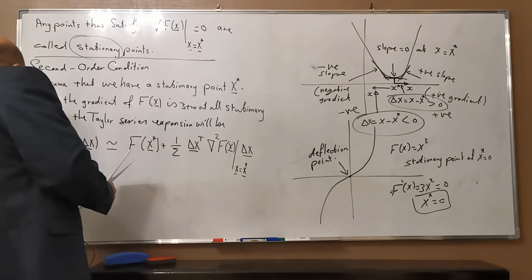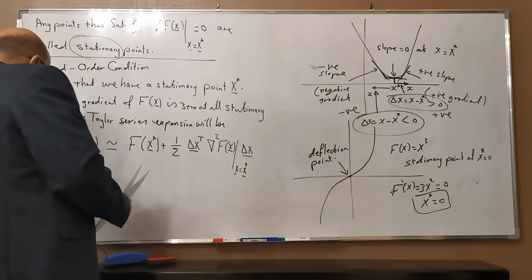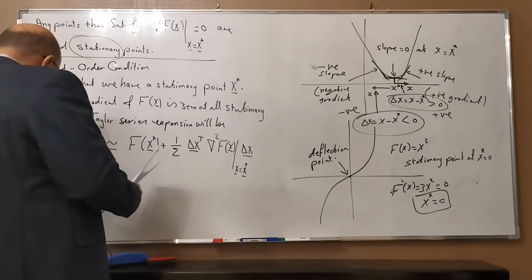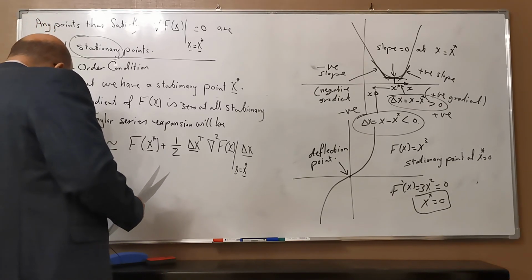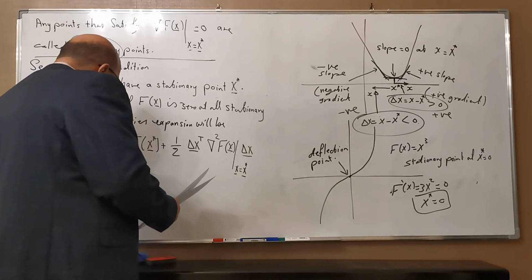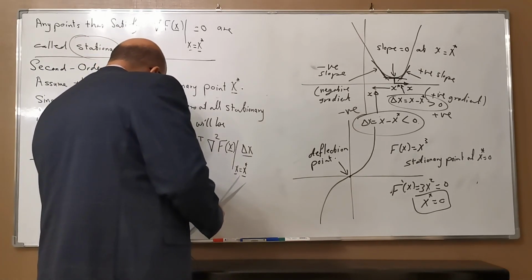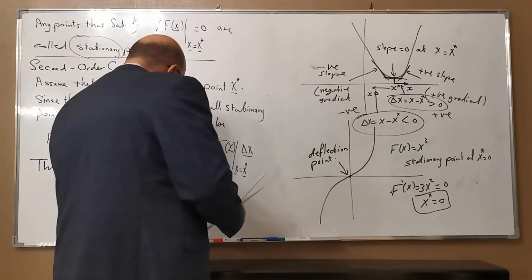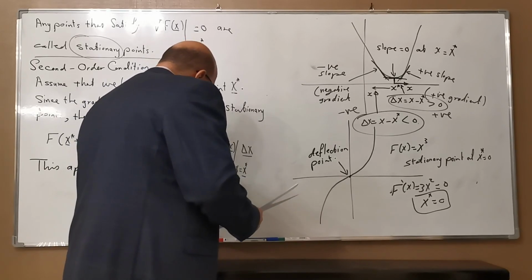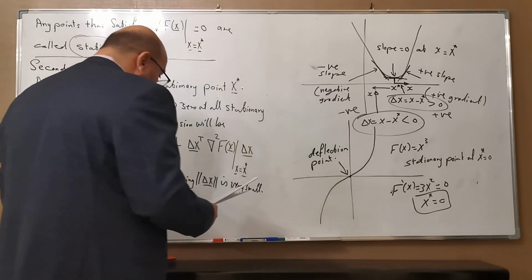Of course, this approximation is true assuming that the norm of delta x is very small. Okay?